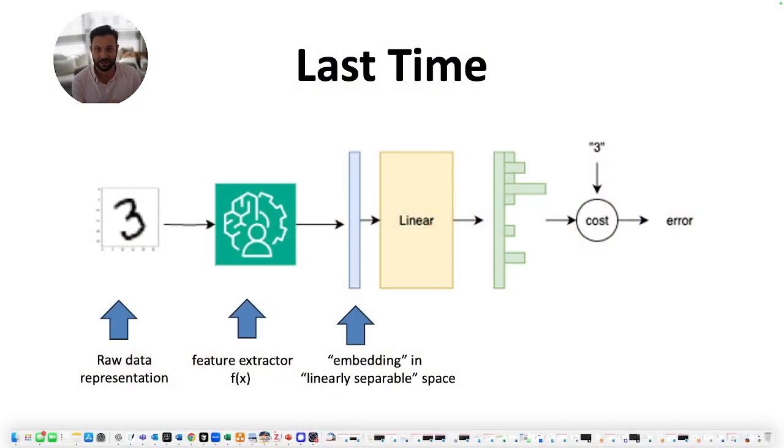So last time we said the raw data representation comes in. It's not necessarily ready to be separated in the linear space with a linear model. So we just made up a feature extractor, f of x, that's not necessarily trainable, that reflects our data as an embedding. That's a word that we use pretty much in AI these days. And embedding has a deeper meaning. I'll get to that later on.